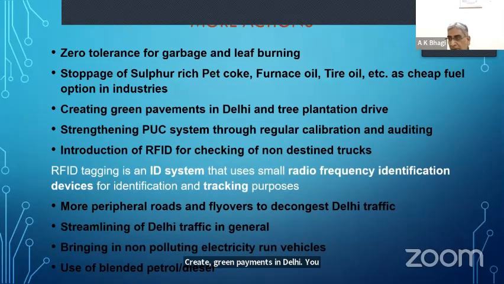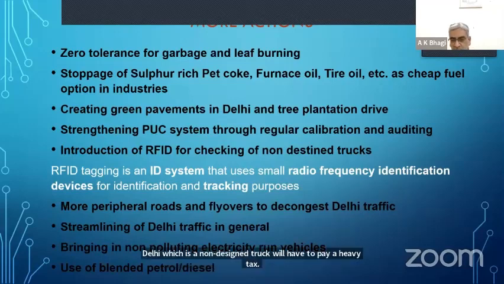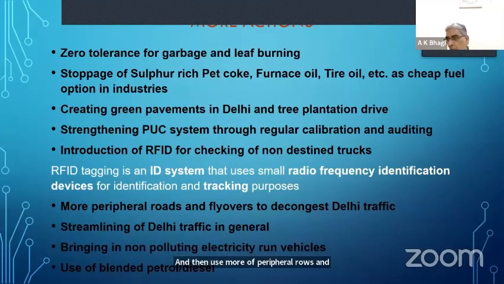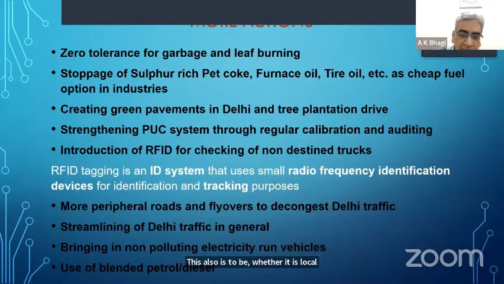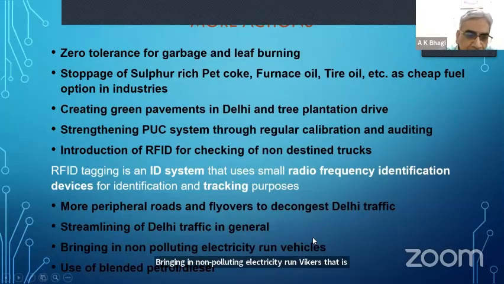So any non-destined truck entering Delhi will have to pay a heavy tax. And then use more peripheral roads and flyovers to decongest Delhi traffic. Slow moving traffic means more pollution. This also is to be remembered, whether it is local vehicular movement or coming from outside. Bring in non-polluting electric vehicles, which are coming in very fast in Delhi. And use blended petroleum.